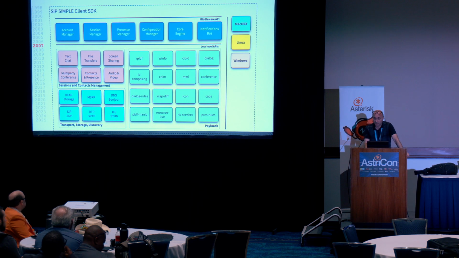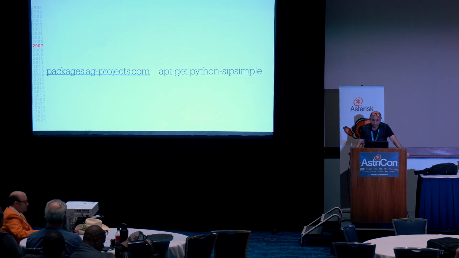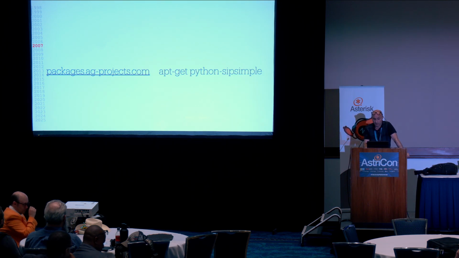So it is cross-platform. Well, as cross-platform as it was at the time, in the time when Symbian was running the mobile world. All the software we make is typically packaged for Debian and Ubuntu in a Debian format. Our website for packages is ag-projects.com. If you just go there, you find the list of packages. In this case, it's called python-sipsimple. So if you want to install this SDK, it's as simple as following the instructions on the website.